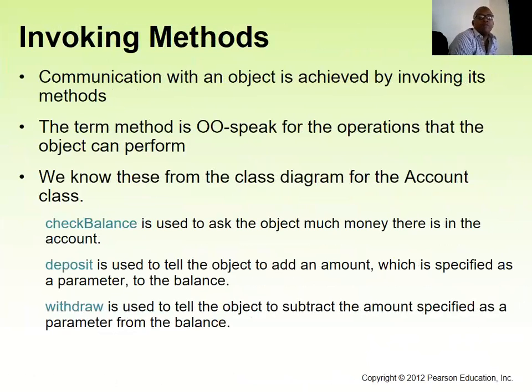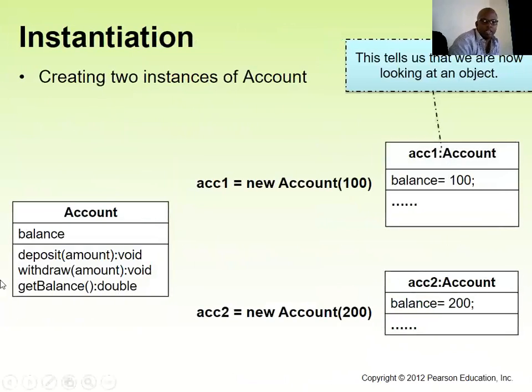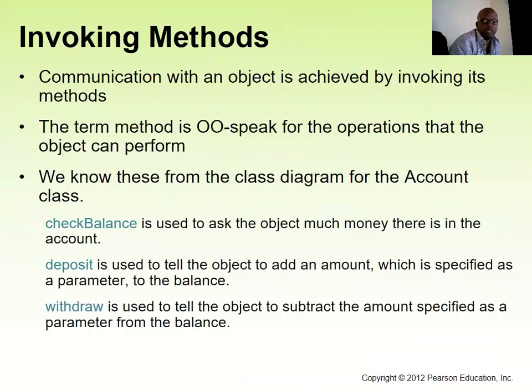Now, we can then invoke a method that is associated with an object. Generally, if we have an object that is to speak to another object, we do that by invoking methods, which are the same as operations. We're going to talk a little bit more about that in a little while, but just for reference, remember that the account class has check balance, deposit, and withdraw. Notice from here, we have deposit, withdraw, and get balance. That typo there, it should be get, not check balance.